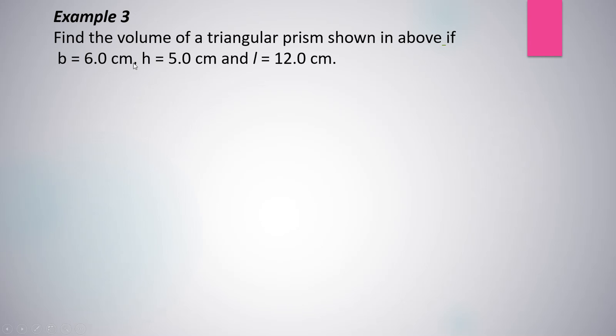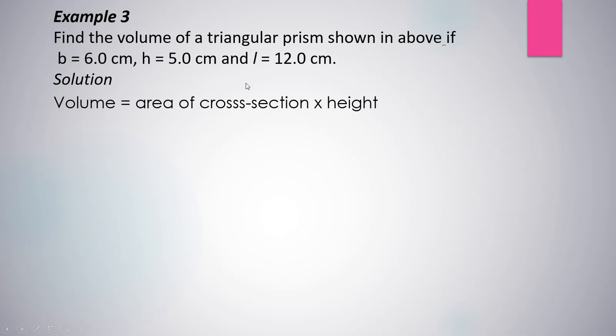If B stands for breadth, height, that's the height, and this is L. So we say that we shall get the cross-sectional area, or the base area, times the height. If it is a triangular prism like the one we saw above, we remember we just use this formula: 6 times 5 times 12, and we get 360 centimeters cubed.